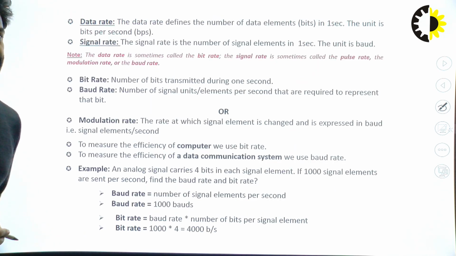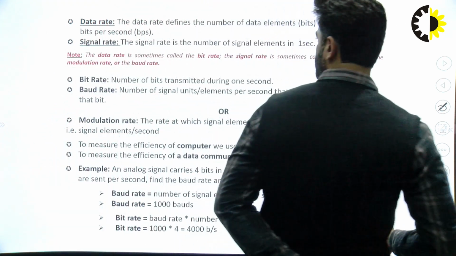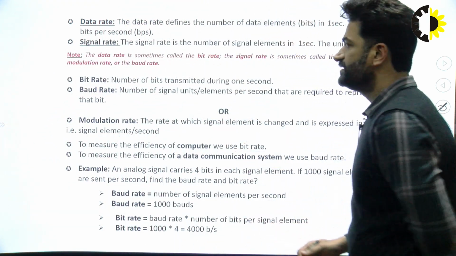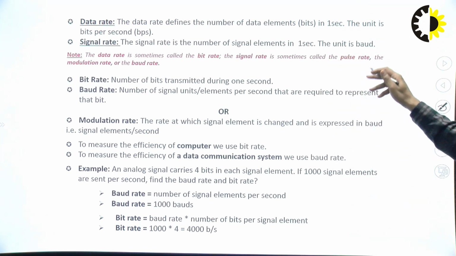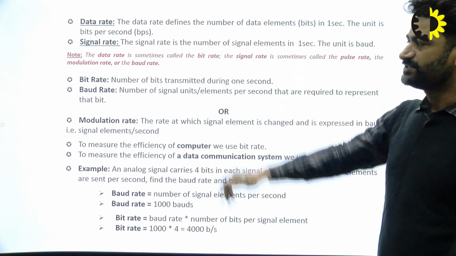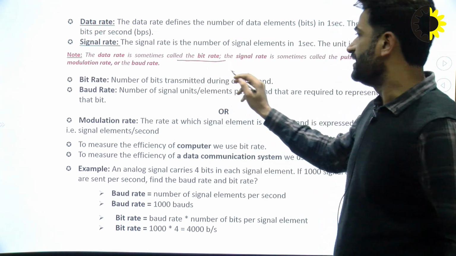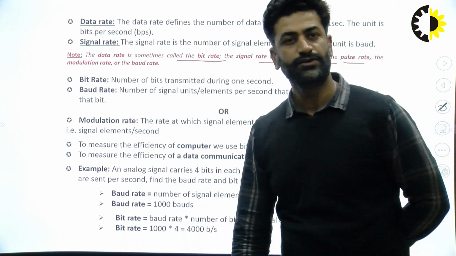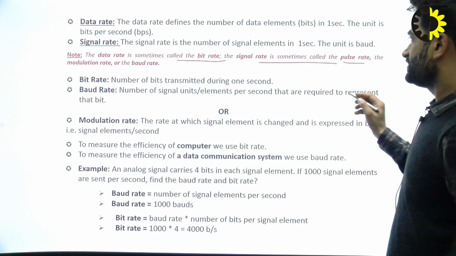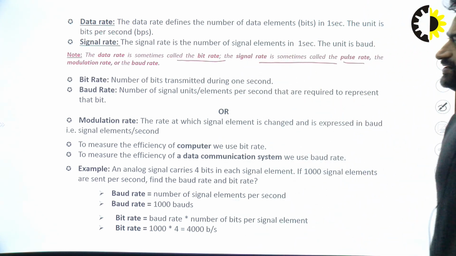Now, what is data rate? Data rate is the number of bits transmitted per second. Signal rate is the number of signal elements in 1 second. The unit is baud for the signal rate, and the unit is bits per second for the data rate. Data rate is sometimes called the bit rate, and signal rate is sometimes called the pulse rate, modulation rate or baud rate. These are the two important parameters for digital communication analysis, bit rate and signal rate.